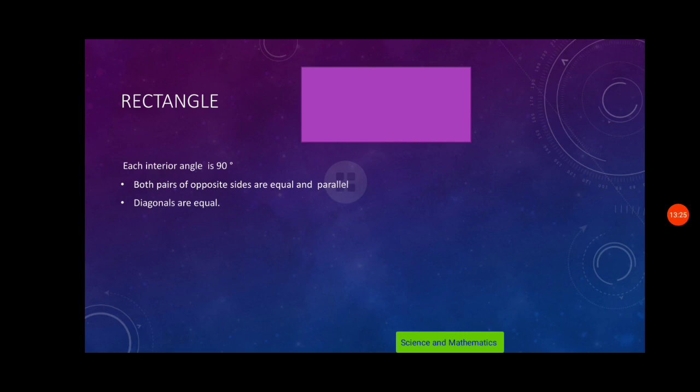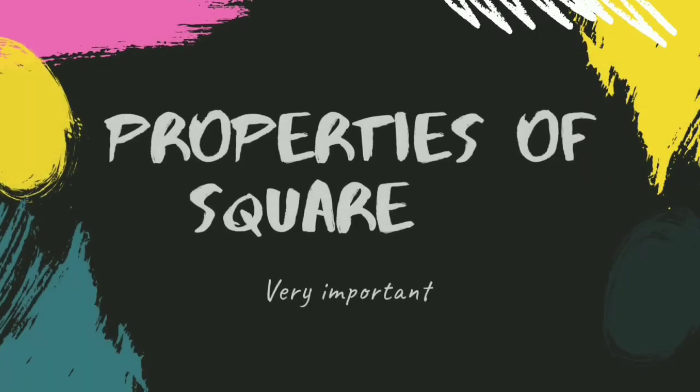Now the next property is that the opposite angles are equal. Opposite angles are also equal here, and adjacent angles here also form 180 degrees, same as the parallelogram, and here also the diagonals bisect each other. Okay everyone, now let's move on to our next figure.